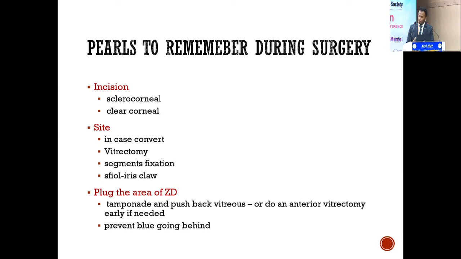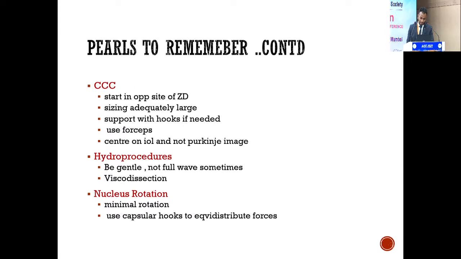Since it's the first surgery, we'll take a very practical approach, with the things I wanted to take care of during the surgery, because every step is very important, right from planning the incision site and the type of incision. Suppose you're used to doing a temporal phaco and you always do a temporal, but intraoperatively you want to plan a secondary IOL or a CTS fixation, it may hinder your wound area. The site of the wound is very important, in case you need to convert, or a vitrectomy is done, SFIL or claw fixation. Plugging the area of zonular dialysis helps to tamponade and push back the vitreous and prevents the trypan blue from going down. It seems a very silly small step, but it's very important in such cases.